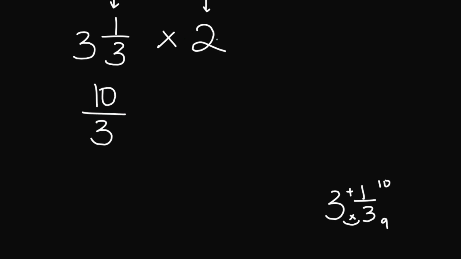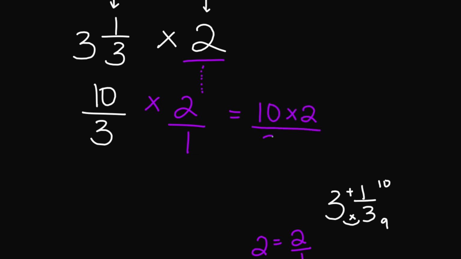Then here we have our 2. Remember, to turn a whole number into a fraction, this is going to equal 2 over 1. Remember, you have your imaginary 1 right here under the 2. That equals 2 over 1. So we have 10 over 3 times 2 over 1. This is going to equal 10 times 2 over 3 times 1. 10 times 2 is 20 over 3 times 1 is 3.